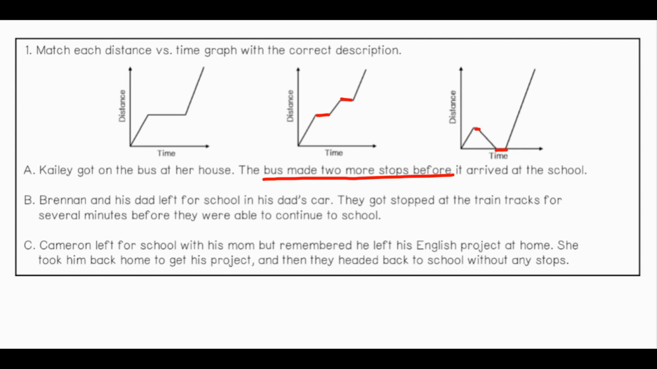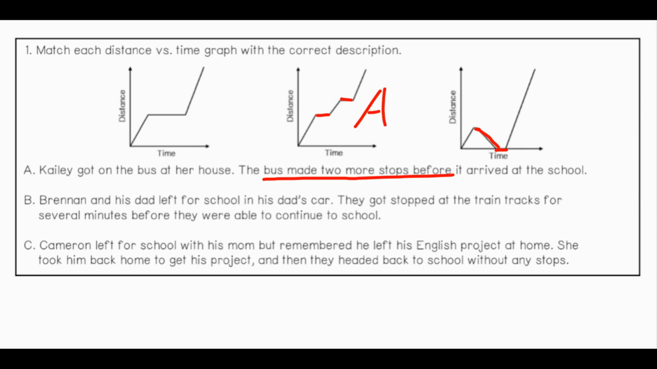But notice in my third graph, I'm going back to the house, where A tells me the bus made 2 more stops before it arrived to school. It has no mention of going back to the house. So this graph here in the middle would be A.